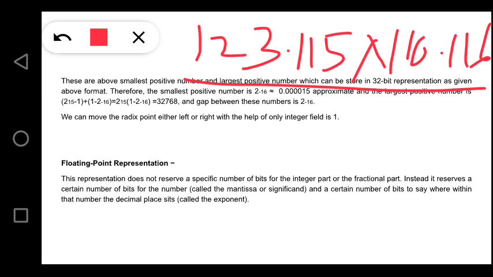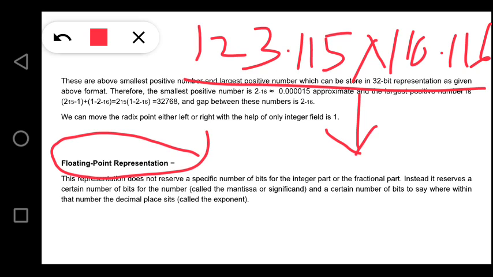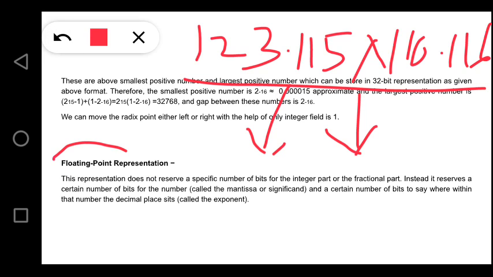Such conversion is called another notation, a famous notation called floating point representation. So the floating point representation, what it says in brief, it simply converts the number into floating point. I'll explain what is important.